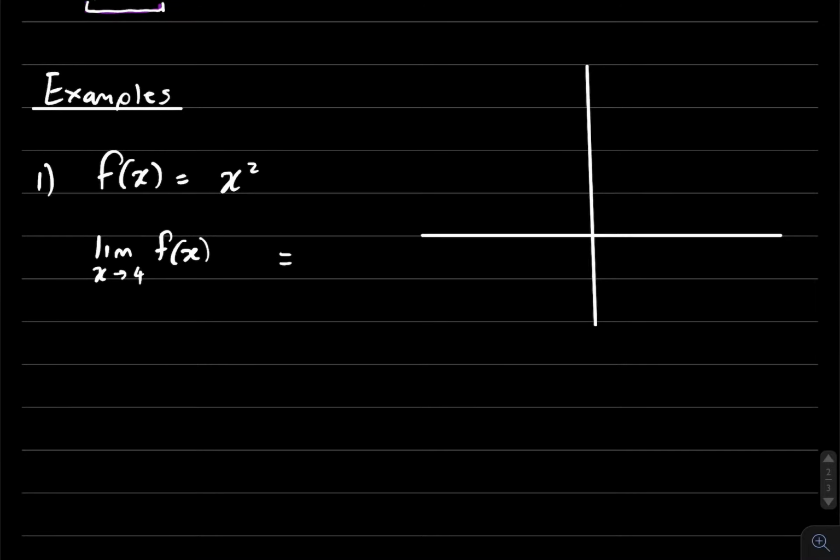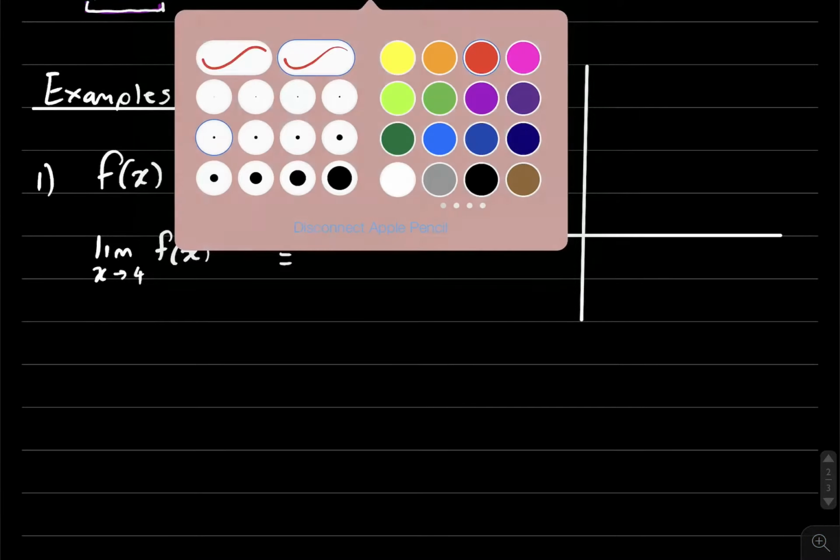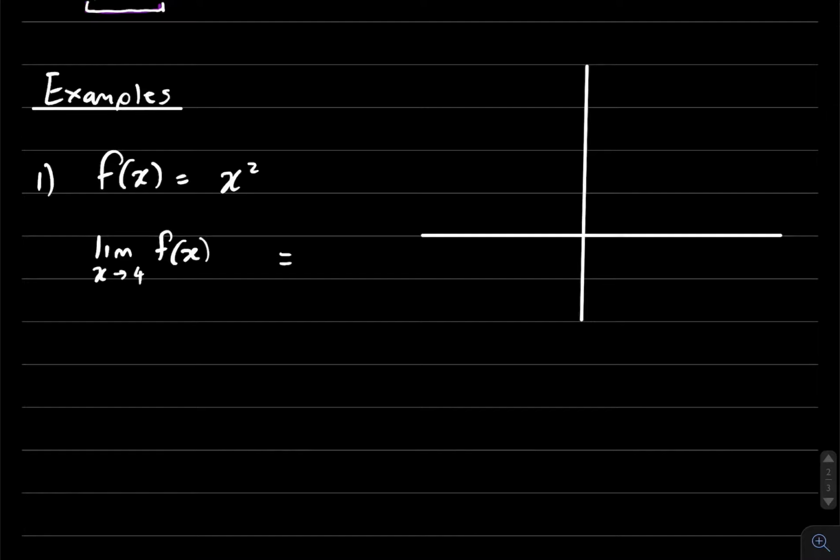Looks something like this. I hope my lines are straight. No, they aren't. That one doesn't look anywhere close to being straight. Okay, that's a bit better. Let's use red. So, a rough sketch of our graph looks something like that. Okay, so that's f of x.